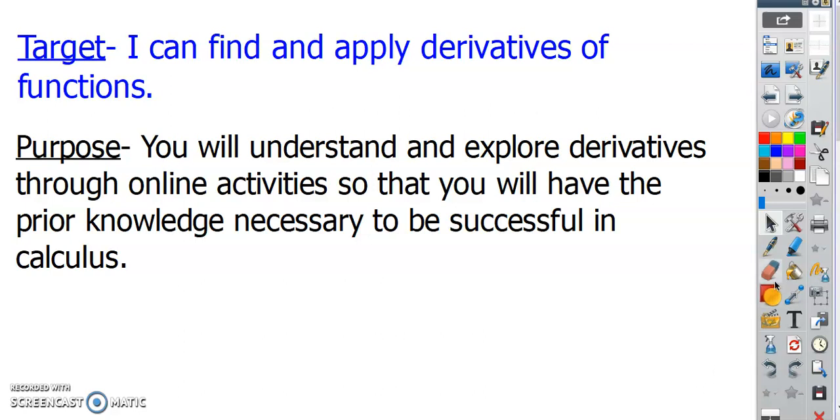All right, here we are for the second half of section 11.4 on derivatives. The target today says I can find and apply derivatives of functions. Notice we're going to do that application piece today. The purpose says you will understand and explore derivatives through online activities so that you will have the prior knowledge necessary to be successful in calculus. So the goal of this chapter is really preparing you for calculus next year.